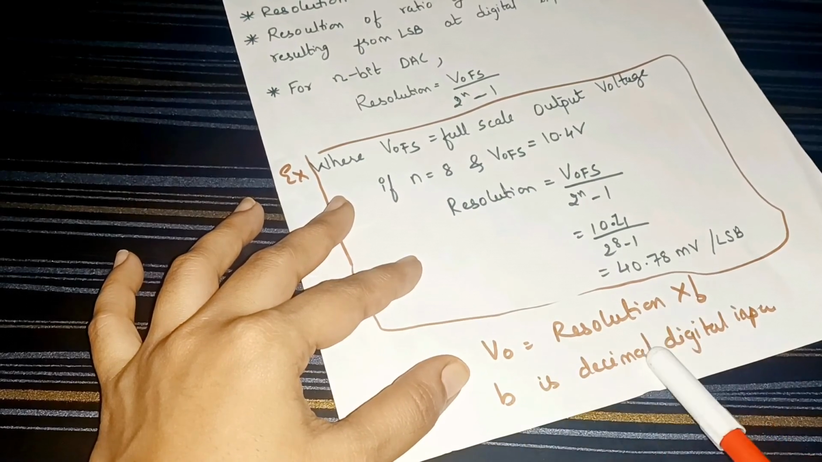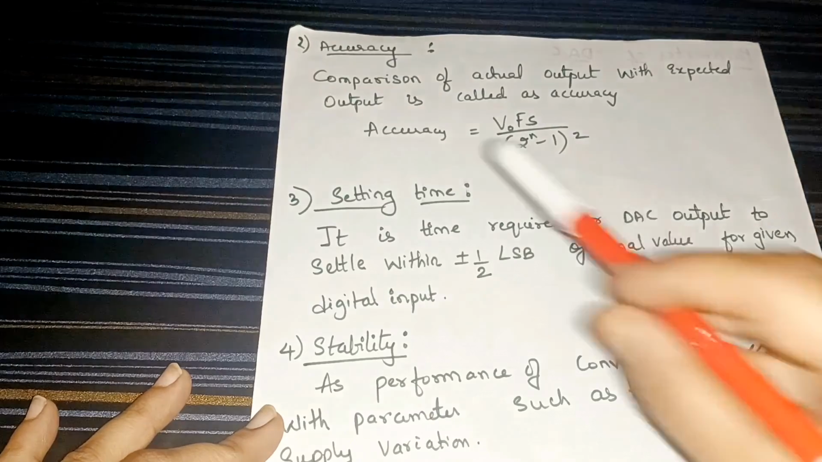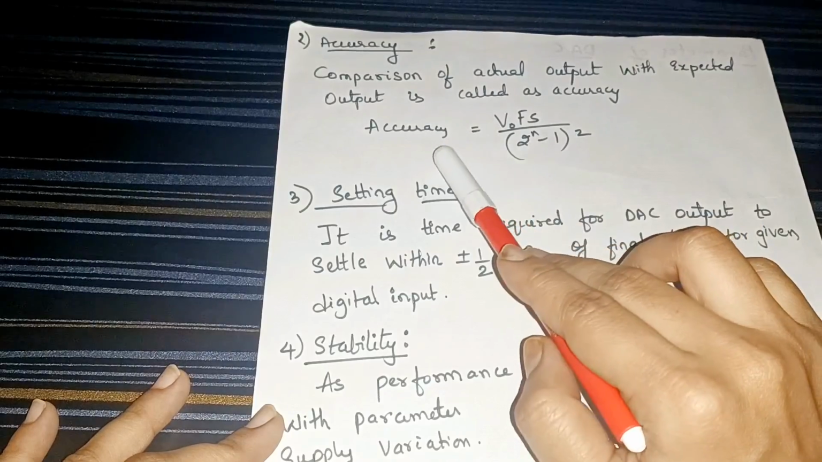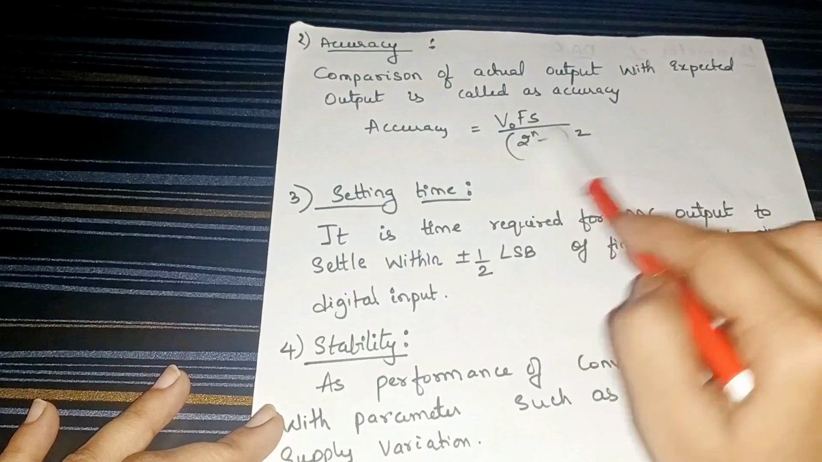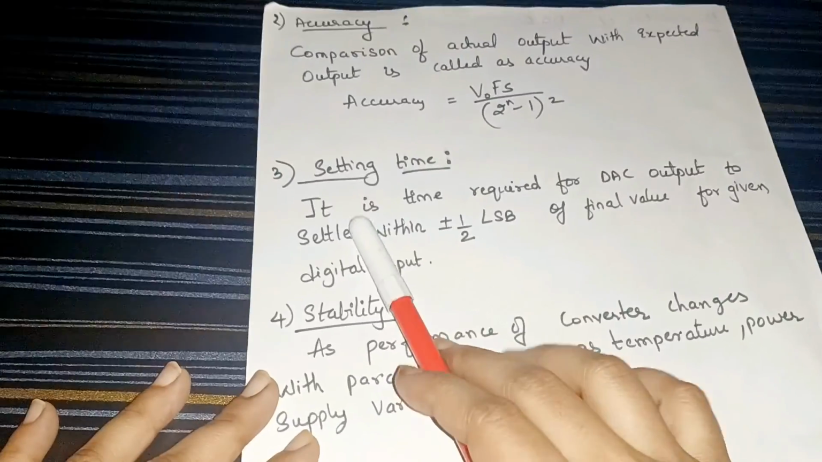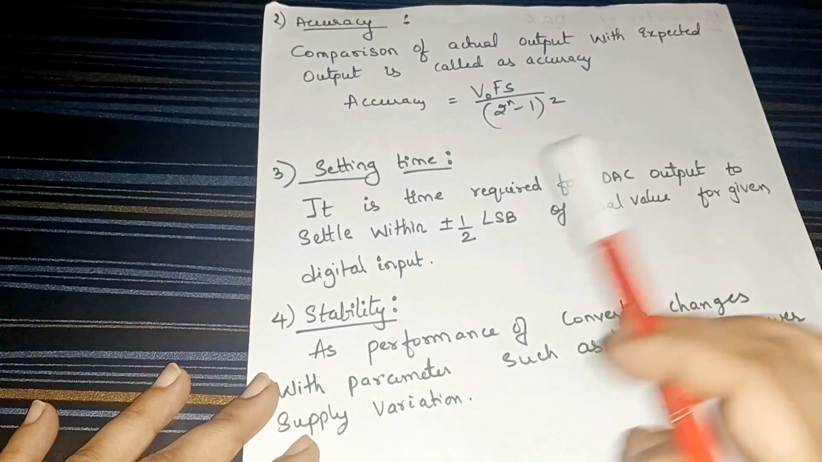B is any binary digit input we can take. The next parameter is accuracy. The comparison of actual output with expected output is called accuracy, and accuracy is equal to voltage output divided by (2 raised to power n minus 1) whole square. Another parameter is settling time, which the DAC output requires.